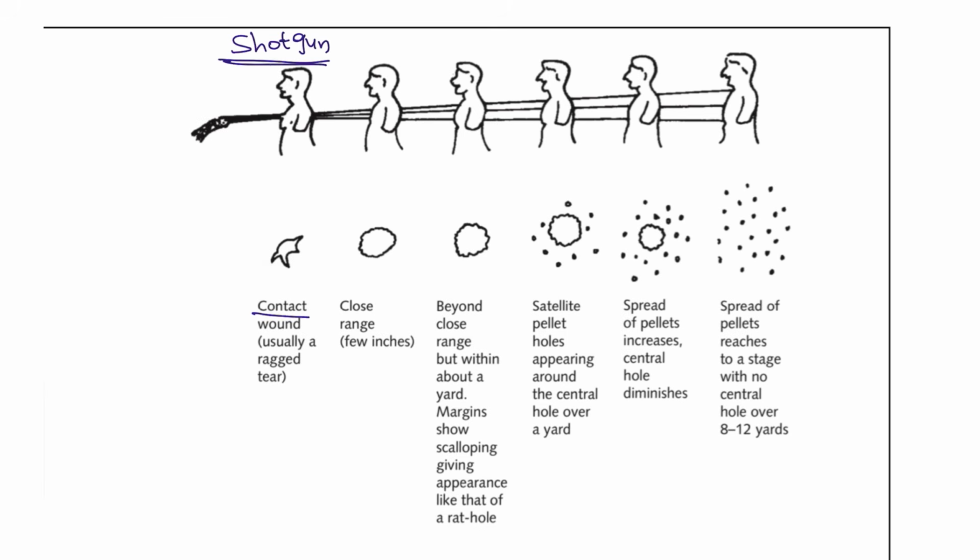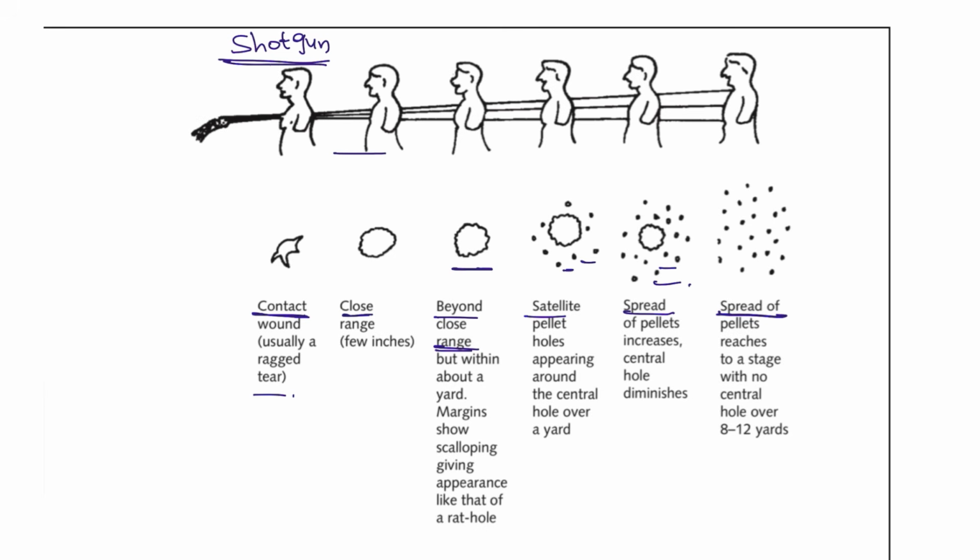So, a contact shot usually shows a ragged tear. Close range is very close, and beyond close range, which is more than 1 foot, you are going to see features like this in the wound. After that, if there is a nearby shot, these are the two nearby shots you can see. In the nearby shots, you are going to see the tattooing, right? This is the tattooing that you are going to see.